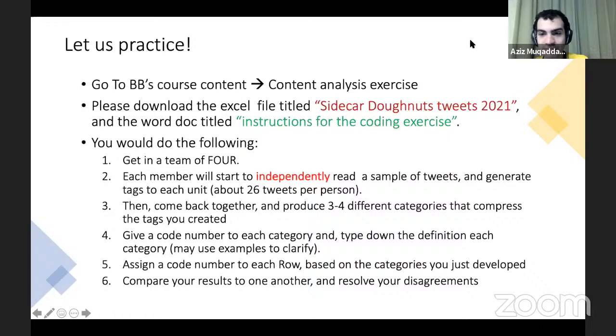Once you're done with that step, you go back to the tweets, and then you code all of the tweets in a separate column next to the tags. So you would see tags, and next to it will be category code. So use the categories you created to assign coding categories to each tweet in each row, right? Each row represents one tweet, to remind you. Each row is one unit, okay? And so you'll do that part as a group.